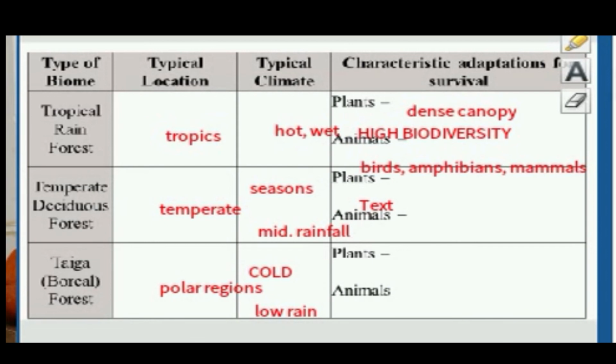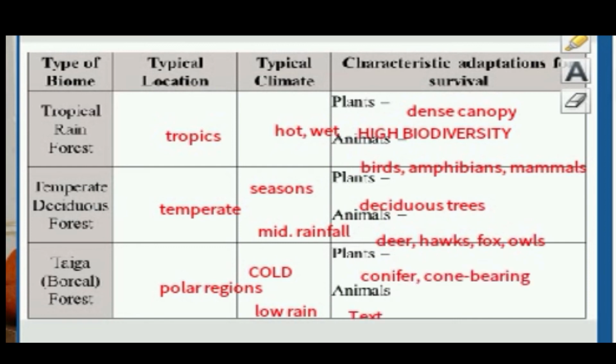See what I was talking about in the last one, how it said, like, defined by the plant species. It's called a temperate deciduous forest that has deciduous trees. And this one, you're going to have deer, hawks, foxes, owls, that kind of stuff. In the taiga, you're going to have conifer trees, like needle trees, cone trees. And you're going to have things like moose, bears, stuff like that. Okay.